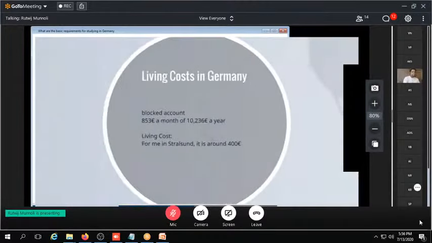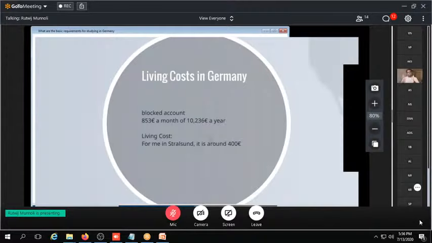Then comes the question, what is the living cost in Germany? While applying for a visa, the German consulates and the German embassy ask you to show proof of finance that you can take care of yourself in Germany by depositing some amount in a blocked account. While most German universities do not have tuition fees, you still have rent, groceries and other miscellaneous expenses. The German government has shown that amount to be exactly 853 euro a month.